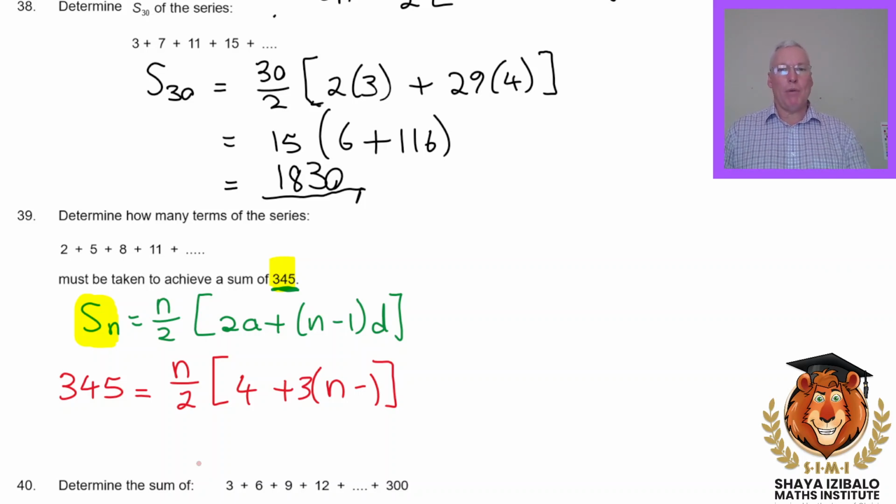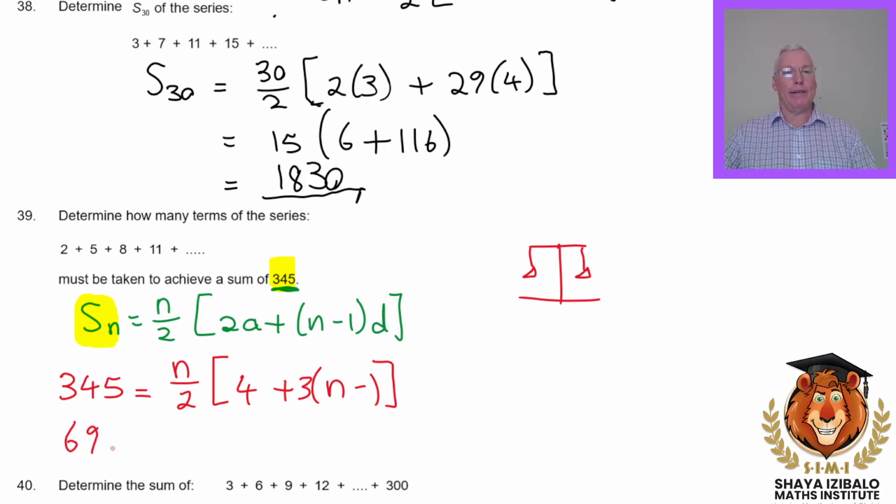What we need to remember when we're solving equations is the whole idea of a balance. We want to make sure that this thing remains balanced, so whatever we do to one side, we must do to the other side. Let's multiply both sides by 2, because this side's being divided by 2. That will give me 690.